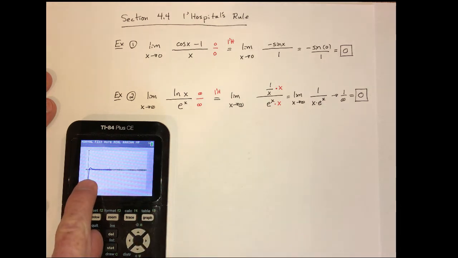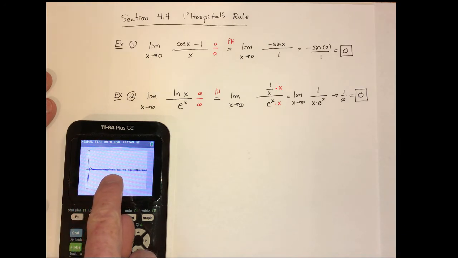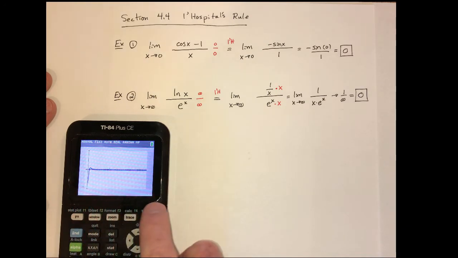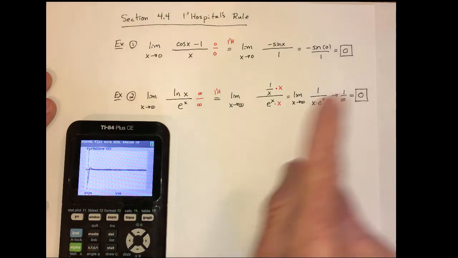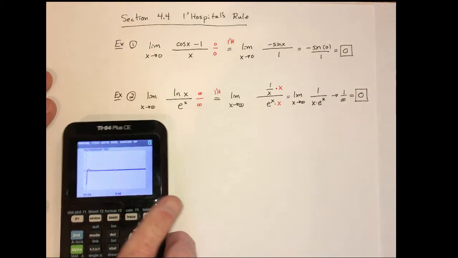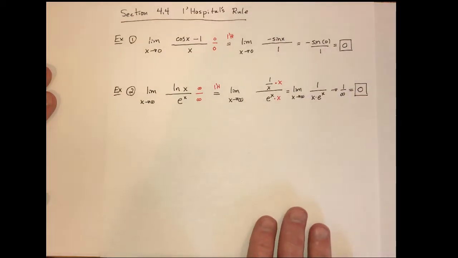And so you could see the function right here makes a little jump up, but after that it's basically right on the x-axis, which means that it's practically 0. And in fact, right there, the calculator's even rounded it to 0. So it seems like we got 2 in a row that are correct.